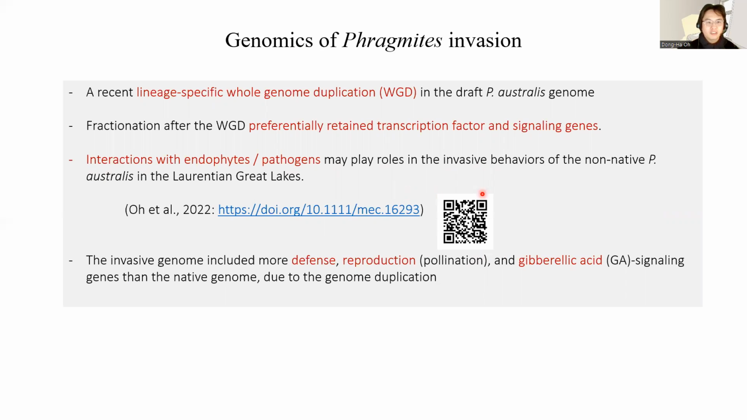You can check this QR code here. And we have been sequencing the genome of the native subspecies as well, and are starting to find that the invasive one kept the duplicated genes related to defense and reproduction, and other hormone-related ones as well.